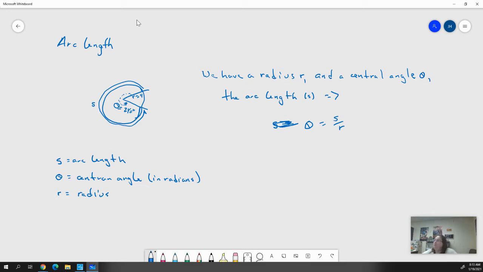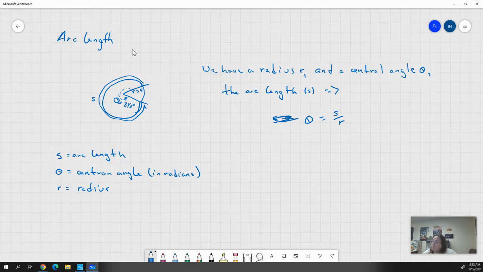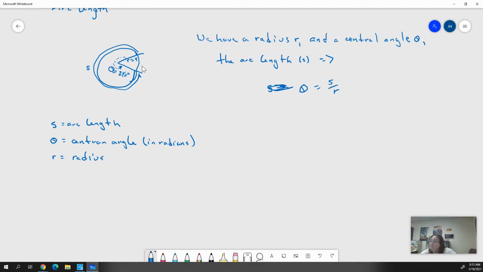But in this case, what are we given? In this particular instance, we have an S that we don't know. That's the question mark for us. We want to know, in this circle that we have here, what is the arc length from here to here? We know that we have a radius that equals 4, and we have a theta that equals 240 degrees.